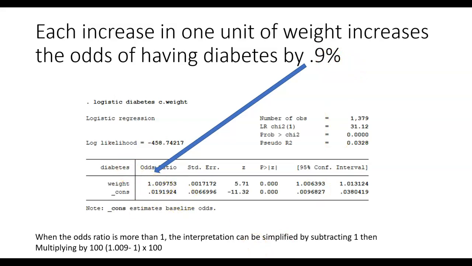So how do we get that? When the odds ratio is more than 1, the interpretation can be simplified by subtracting 1, then multiplying by 100. So here we have 1.009 right there, times 100, we're getting 0.9. So it's really about 0.97. So for every 1 unit increase in weight, we are basically just seeing almost a 1% increase in the odds of having diabetes. And that was already up there.